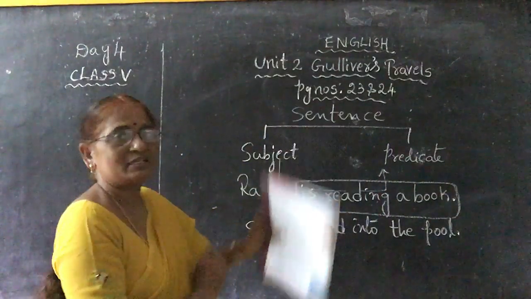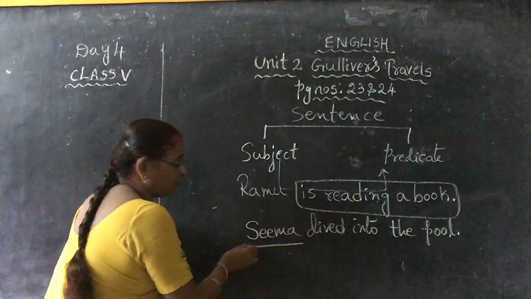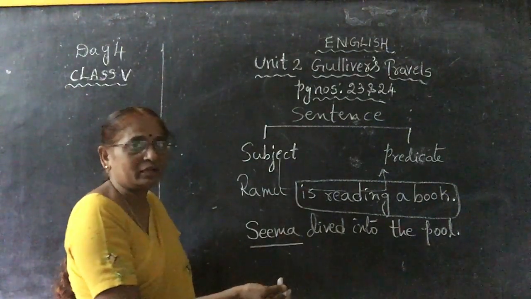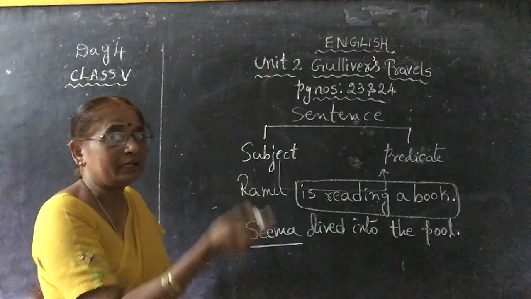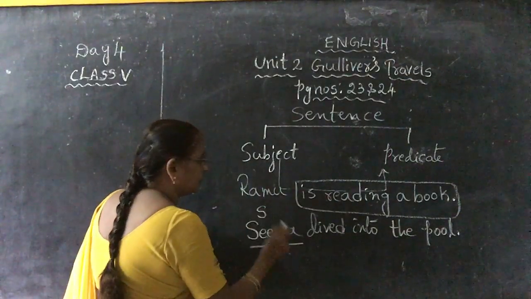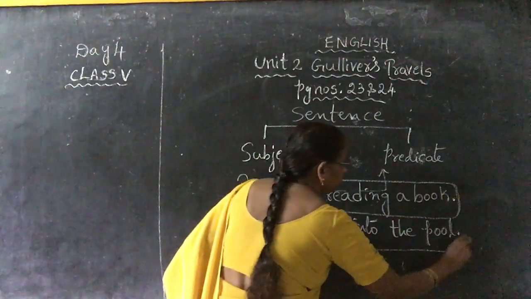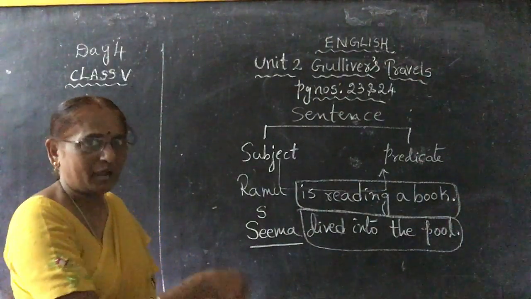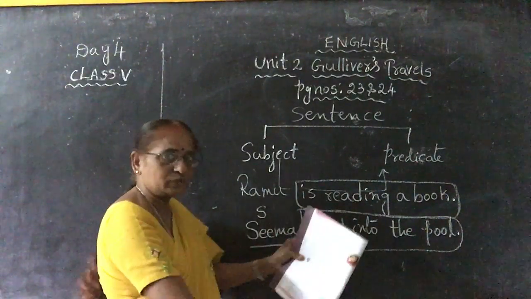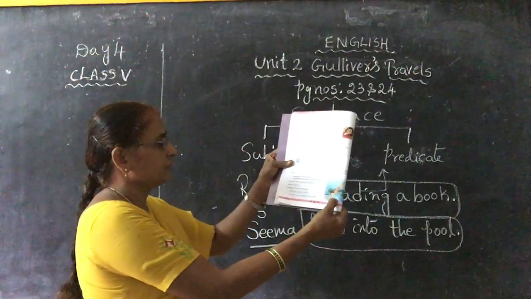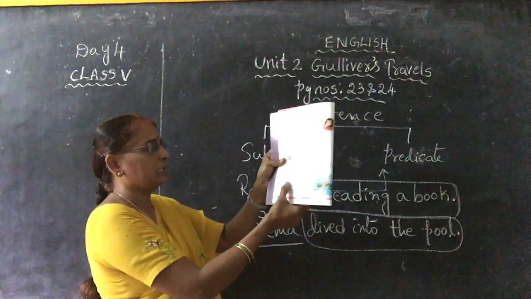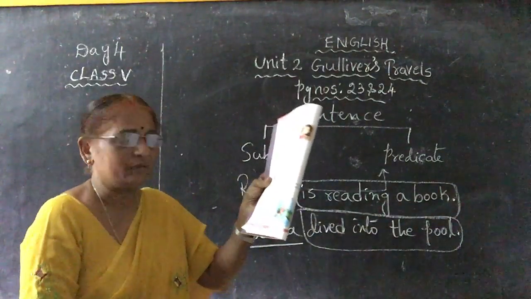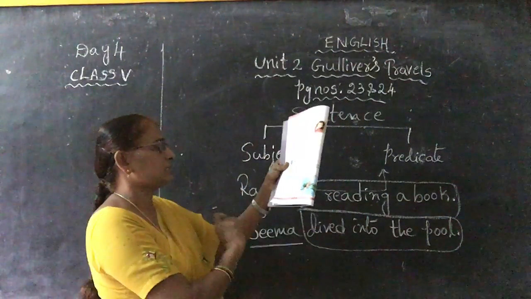What is the subject? Seema, name of a girl. So what is Seema doing? What is Seema's work? Telling more about the subject is predicate. What is the verb in this? Dive. Doing the action, no? Action word is called verb. Dive into the pool, children. See this picture? Subject, Seema; predicate, dived into the pool.